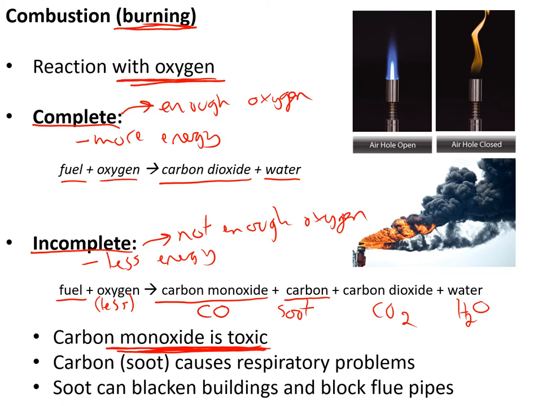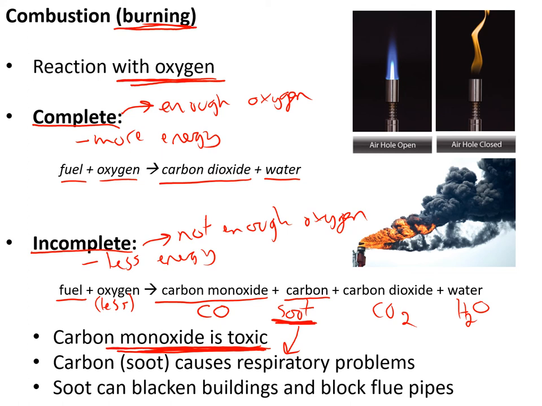The soot is also a problem. Soot is this sort of black, unburnt carbon. And first of all, it sticks to buildings and it blackens them and makes them dirty. And that's responsible for the grey colour of a lot of cities. But also it can cause respiratory problems. So if you live in an area where there's lots of soot in the air, you're more likely to have asthma and other kinds of lung condition.